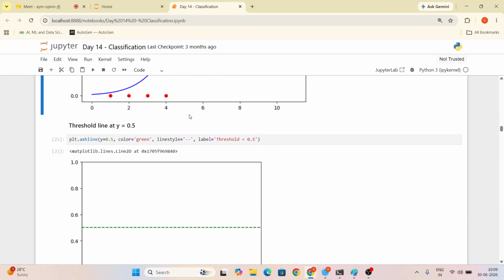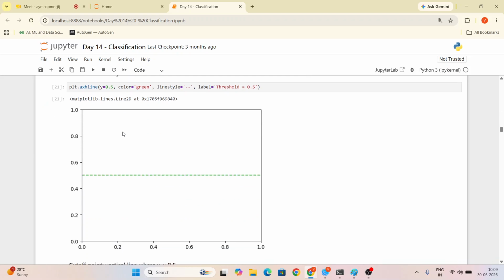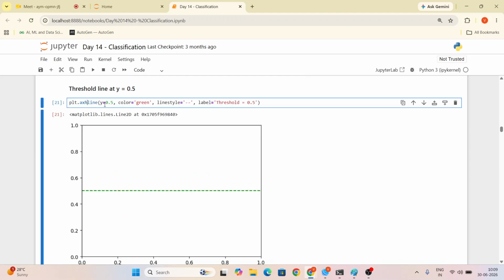Okay. And so we want to give the axis line. For the axis horizontal line, just give y equal to 0.5, and it automatically draws the dotted line from 0.5. The color is green, the line style you can give any style, hyphen or star, anything, and the threshold label is threshold 0.5.